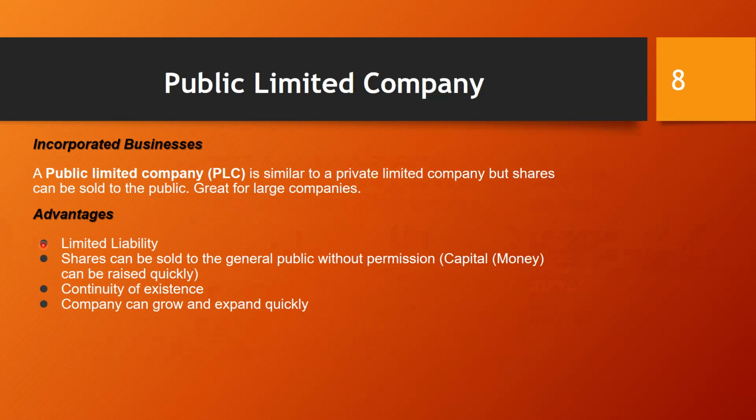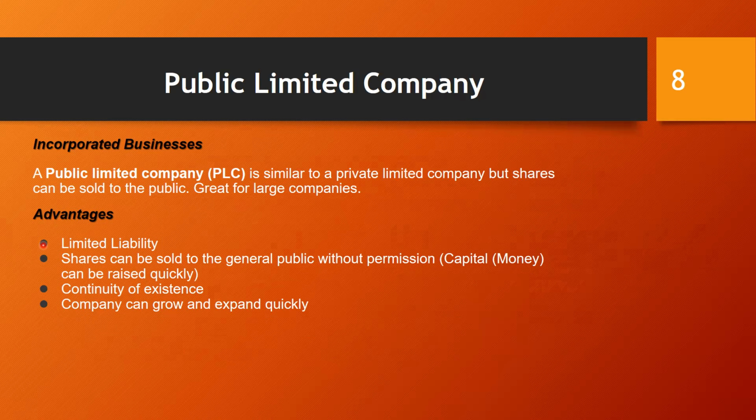Now, what are the benefits of operating as a public company? Remember, just like the private company, in the public company the owners also have limited liability. Their liability is limited to the amounts they've invested in the company and nothing else. So they will not risk losing their personal possessions. And also, the shares can be sold to the general public without permission, meaning more capital or money can be raised quickly, unlike a sole trader, which relies mostly on their personal funds, or a partnership which relies mostly on what the partners have contributed towards the capital. Here, everyone is free to contribute.